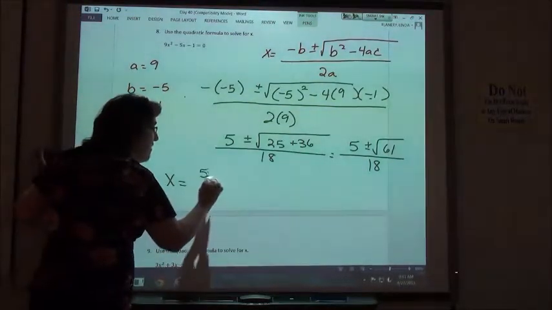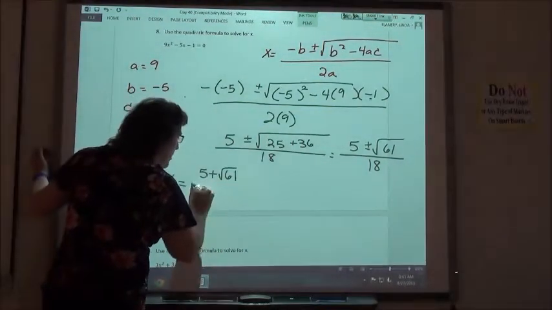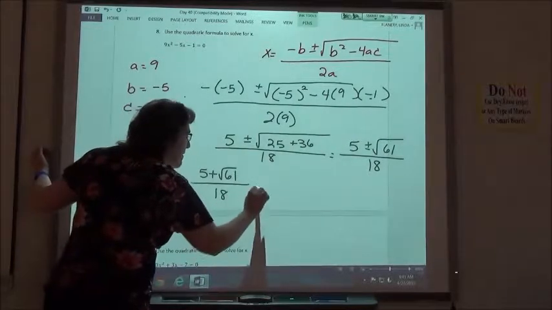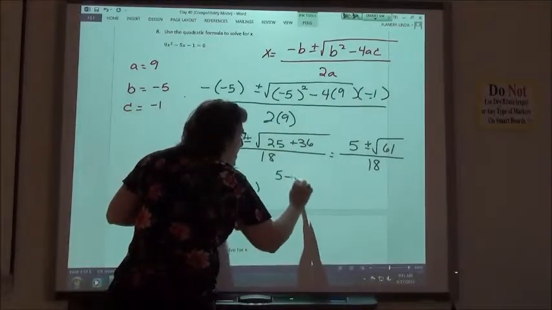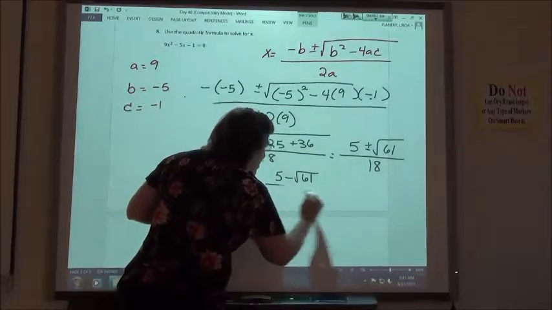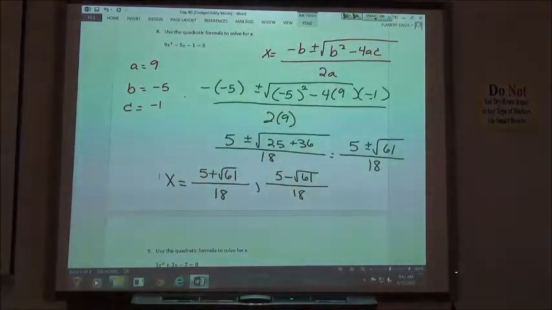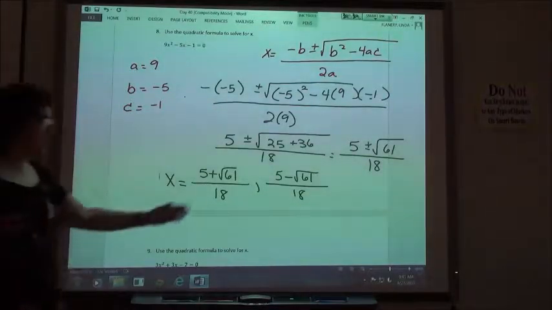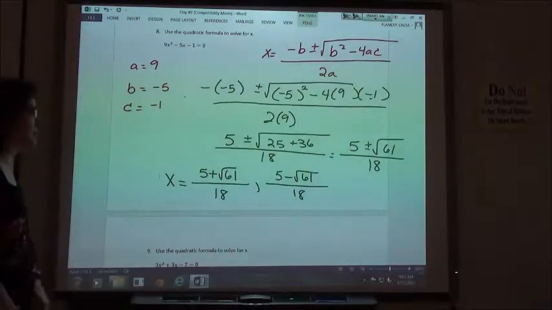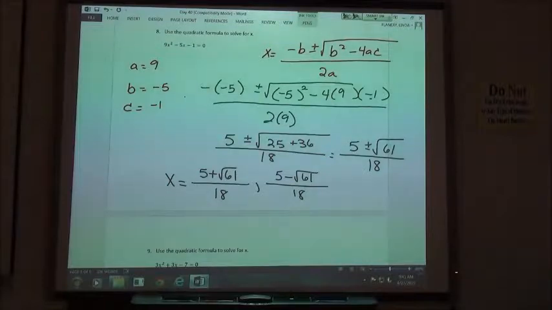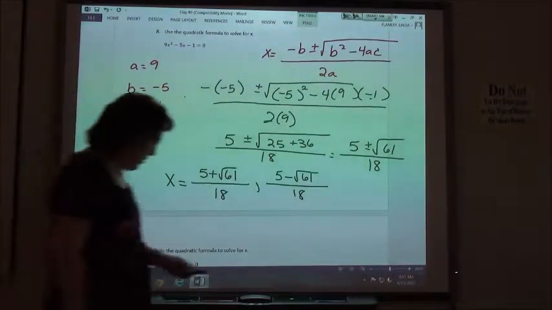X is going to be 5 plus the square root of 61 over 18, and 5 minus the square root of 61 over 18. Make sure that fraction bar goes under everything on the numerator, not just under the 61. It goes all the way across. So not so bad once you get the numbers in and you know where everything goes. Let's try one more of those. Number 9.